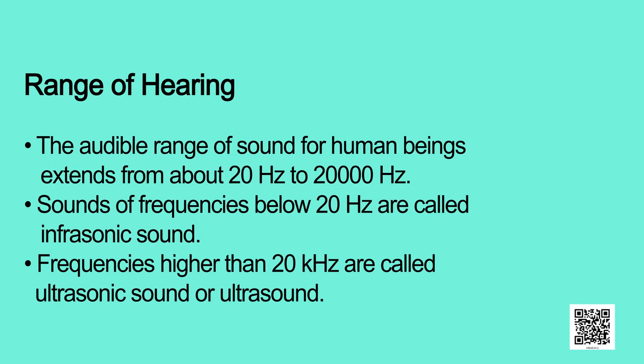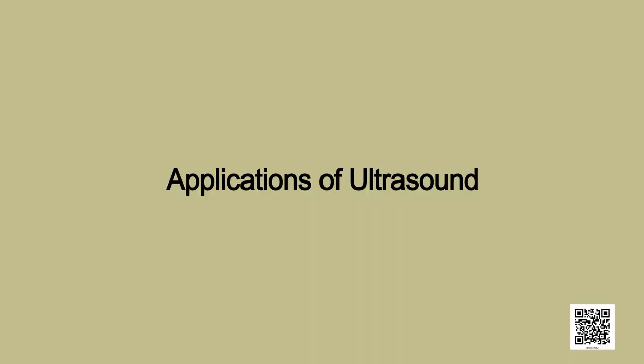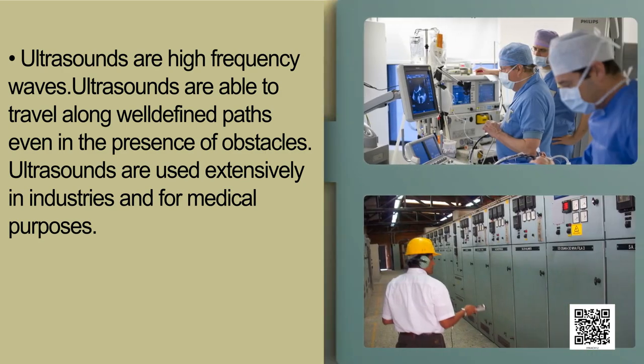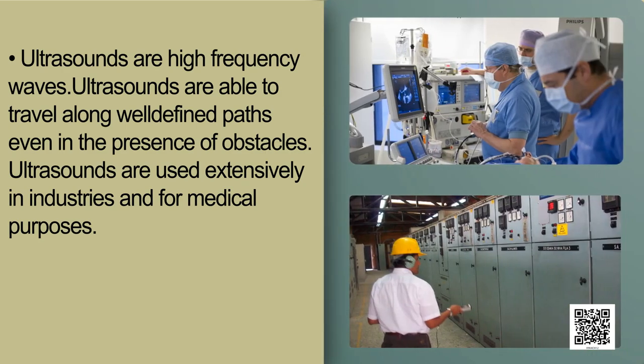The audible range of sound for human beings extends from 20 Hz to 20,000 Hz. Sounds of frequencies below 20 Hz are called infrasonic sound or infrasound. Frequencies higher than 20,000 Hz are called ultrasonic sound or ultrasound. Applications of ultrasound. Ultrasounds are high frequency waves. Ultrasounds are able to travel along well-defined paths even in the presence of obstacles. Ultrasounds are used extensively in industries and for medical purposes.